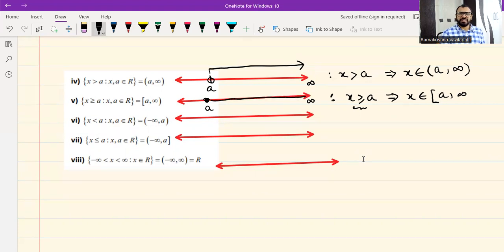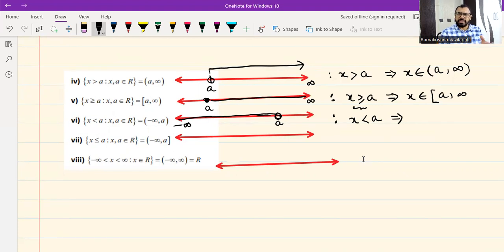Up to infinity. Right. Next one is x less than A. Now, the before one is x greater than A. So now, here the right hand is limited, whereas the left hand has no limit. So here I take A, and we have to take values from minus infinity to A.